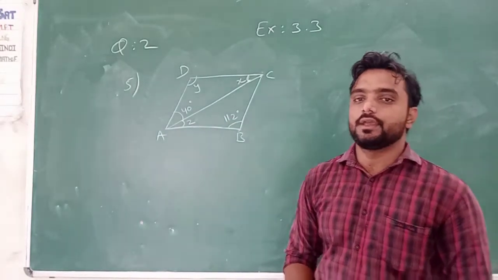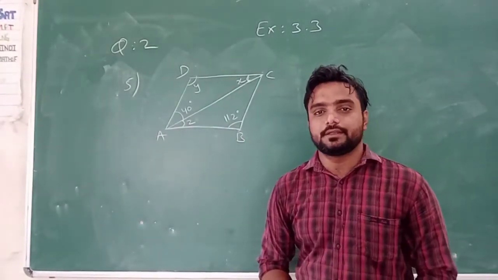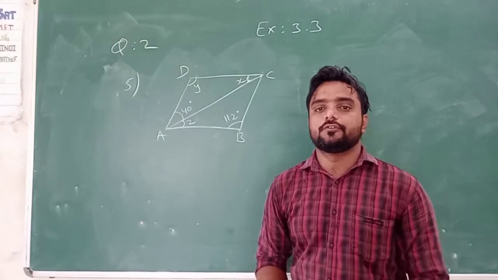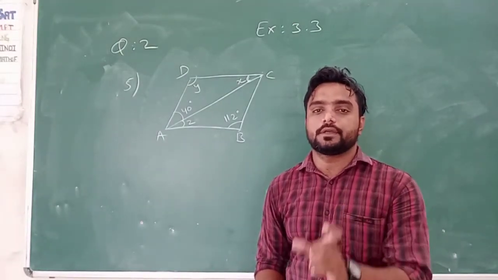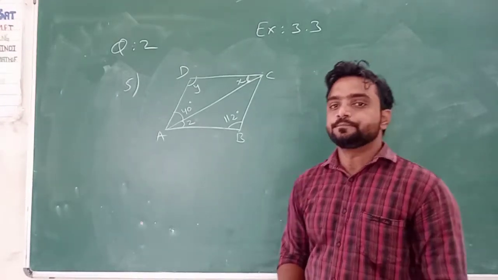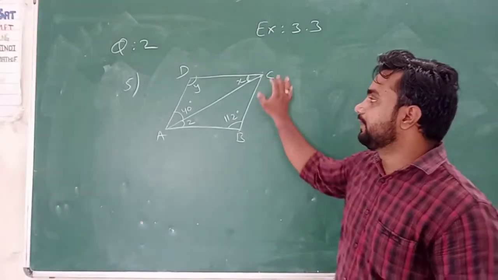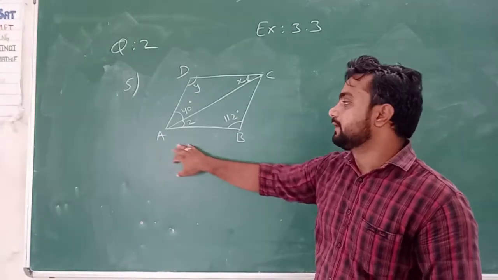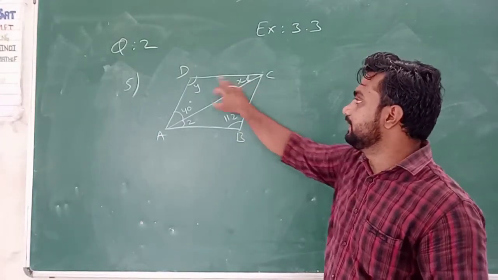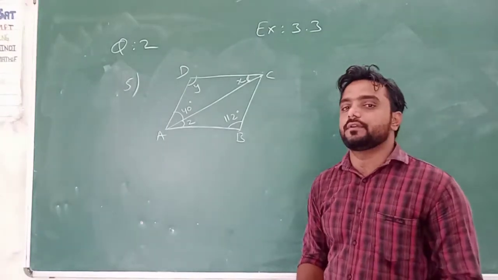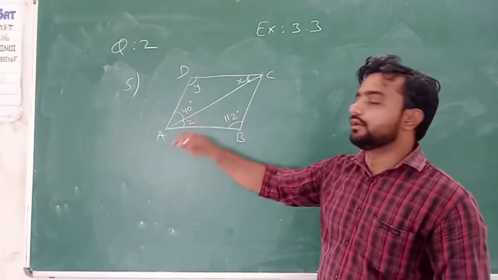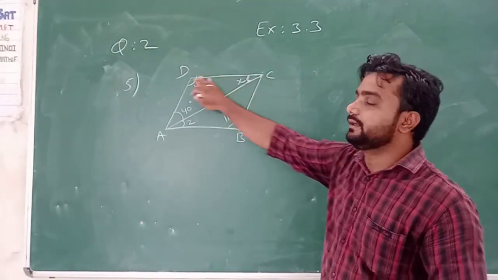Understand or not? Here you have to find the same thing, that is the value of x, the value of y, and the value of z, on the basis of the properties of a parallelogram. Now suppose I am giving the name of this parallelogram as ABCD. It is not given in your textbook, but suppose I am giving the name. So consider it as parallelogram ABCD.